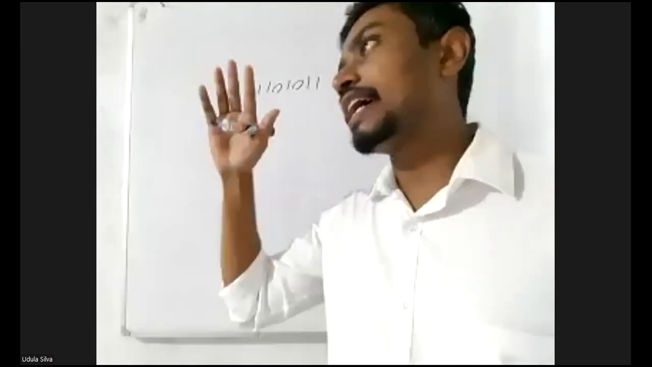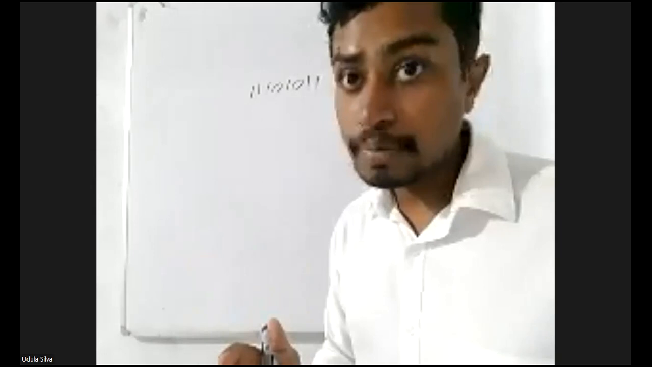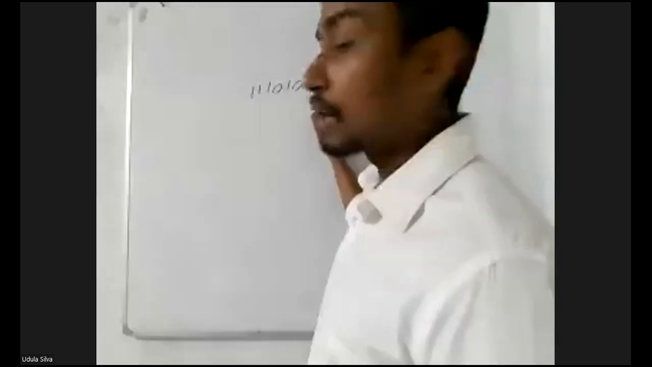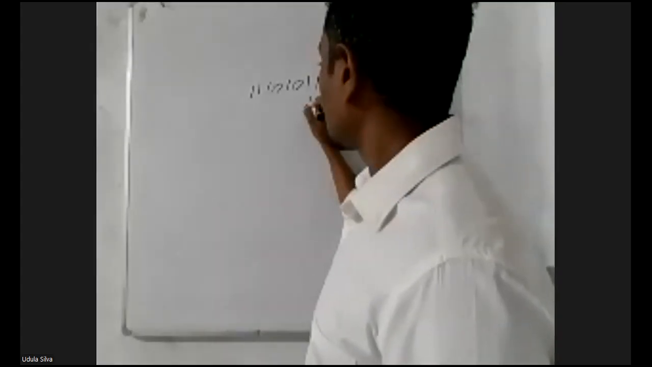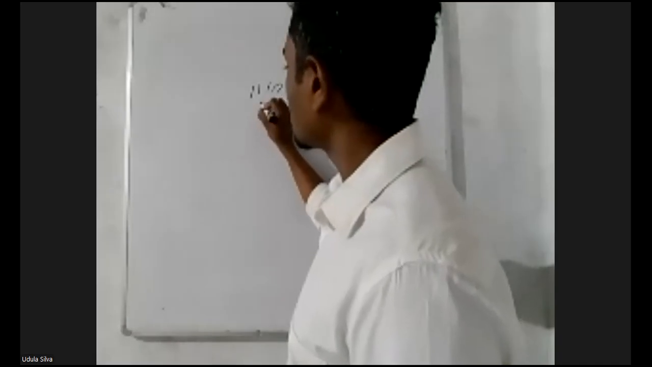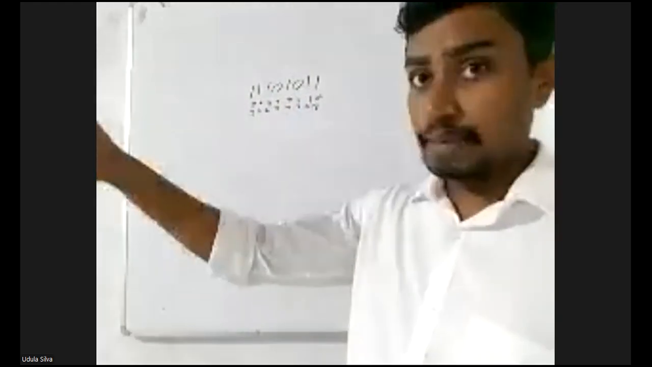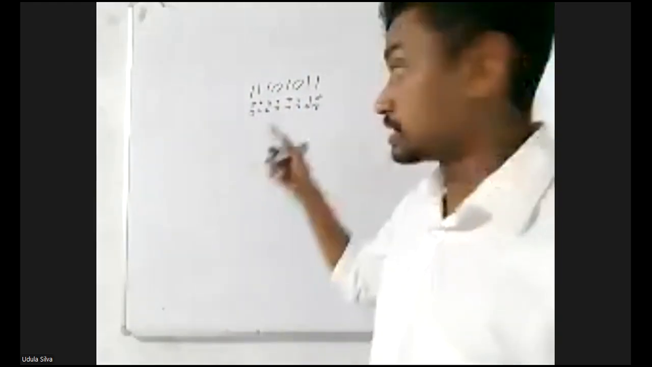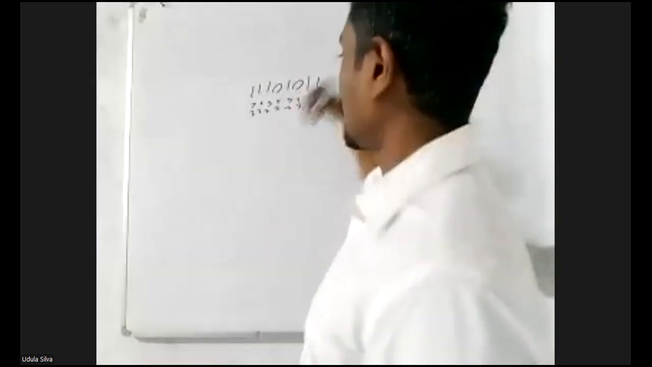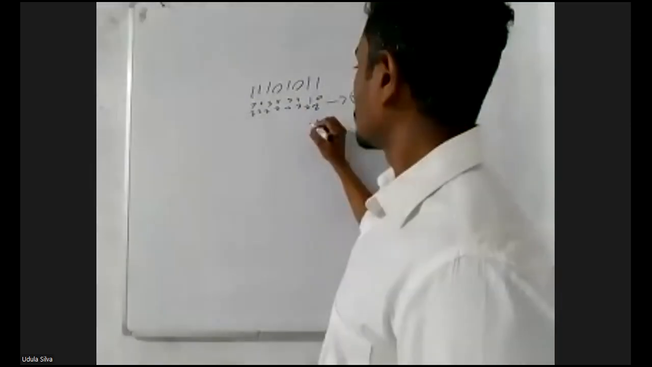To convert any number system into decimal, you have to apply the law of multiplication. In the law of multiplication, there are three steps. Observe carefully. First, the powers: 2 to the power 0, 2 to the power 1, 2 to the power 2, 2 to the power 3, 2 to the power 4, 2 to the power 5, 2 to the power 6, 2 to the power 7. Second step, multiply. 2 to the power 0 is 1, 1 into 1 is 1.